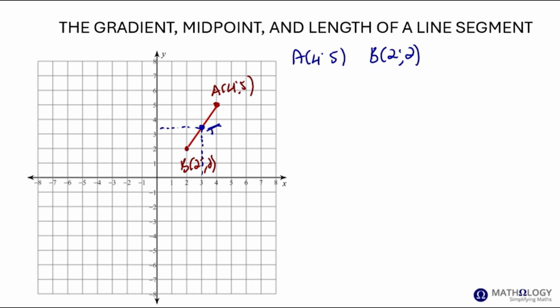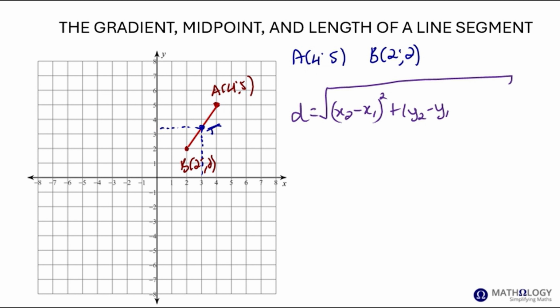The length of a line segment, commonly abbreviated as D, is given by the square root of x2 minus x1 all squared plus y2 minus y1 all squared. This formula for the length of a line segment stems directly from Pythagoras' theorem. We're not going to get into that proof because it's not required. It's not necessary. We're just going to use the formula as it is given.